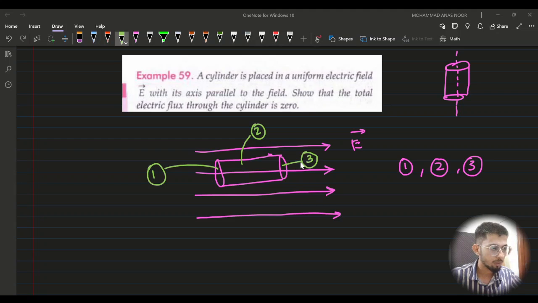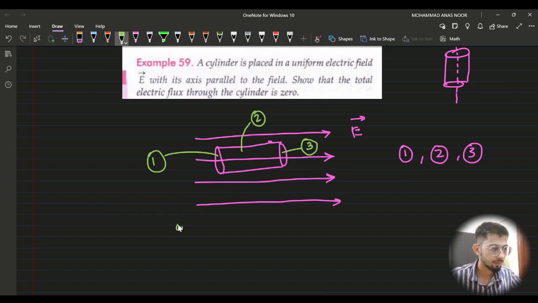So how do we do that? We can use flux phi equal to the integral of E dot ds. I'm keeping the symbol as this circle, that is used interchangeably, so don't mind that. Flux is the integral of E dot ds.